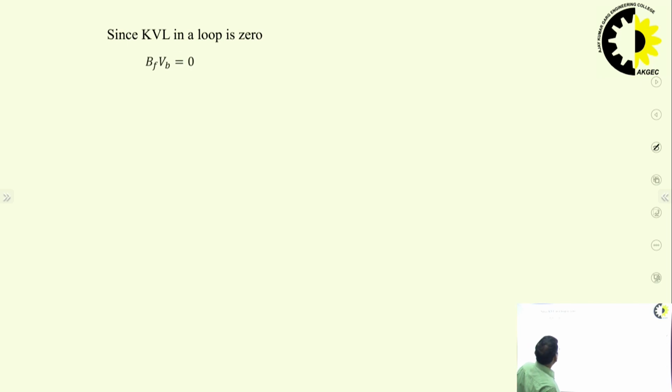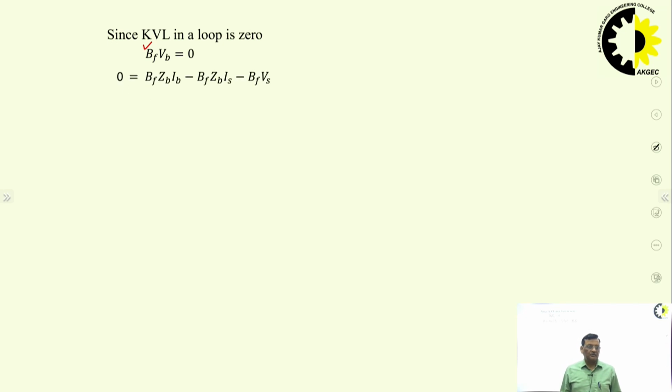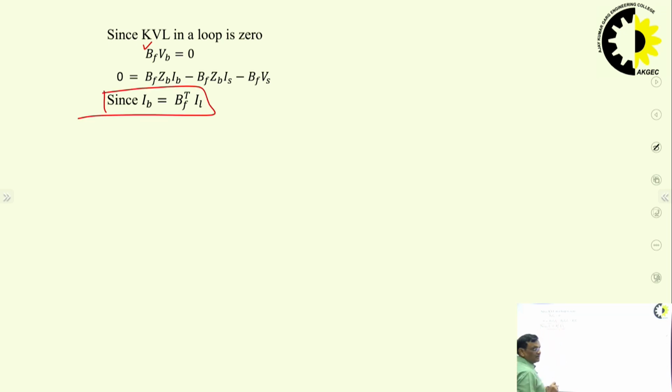So apply this. Kirchhoff's voltage law in a loop is 0. So this fundamental tie-set matrix times the branch voltage is equal to 0. This relationship has also been proved. So 0 is equal to BF ZB IB minus ZB IS minus VS. Look at here. Now there is another relationship between the branch current and the link current.